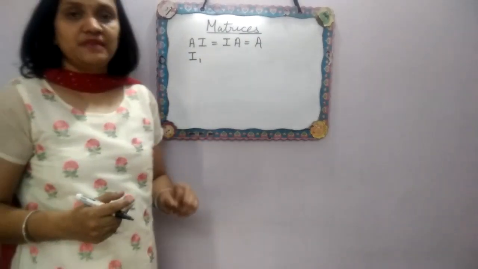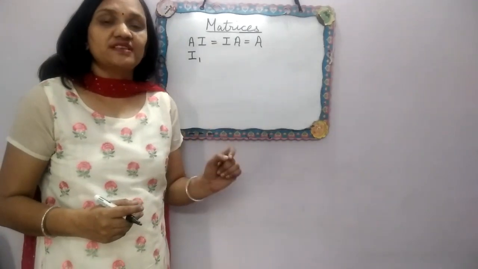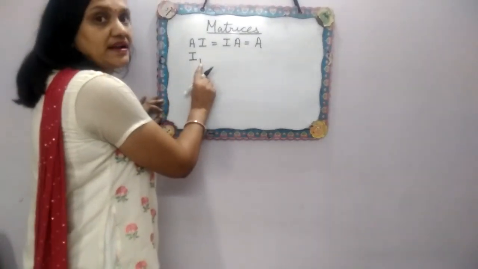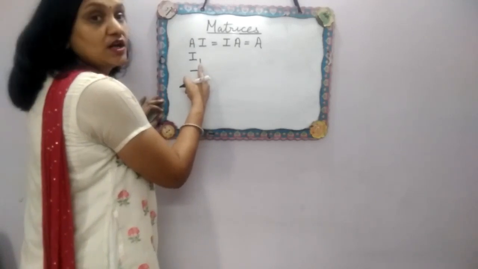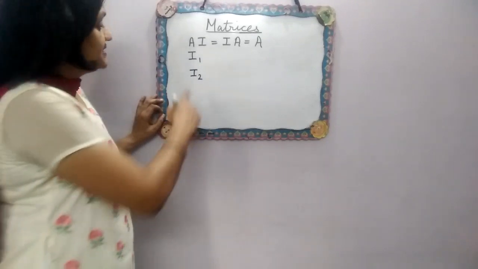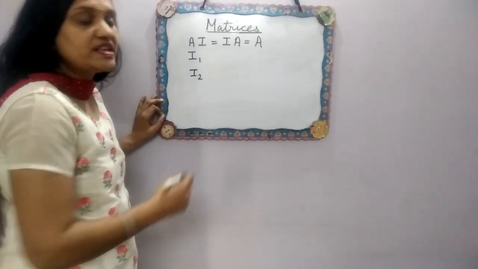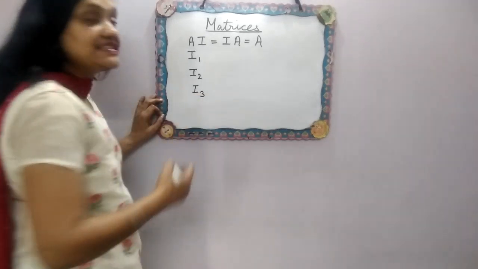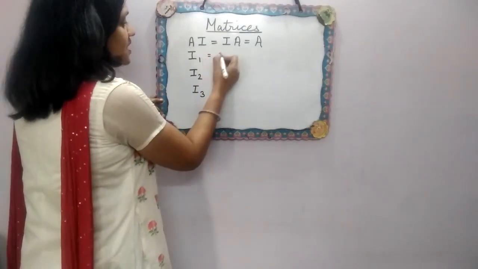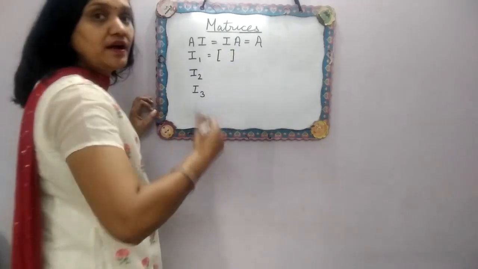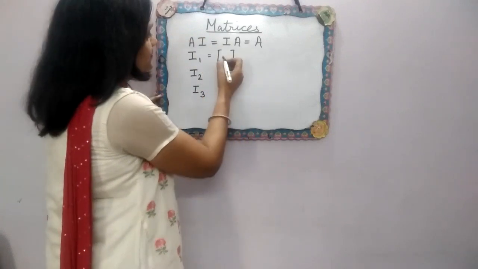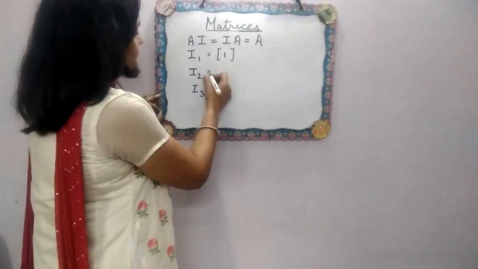I1, if we write, it means that this square matrix, this identity matrix, which will always be a square matrix, will have 1 row and 1 column. If I give you I2, it will mean that the identity matrix will have 2 rows and 2 columns. If I write I3, it means the identity matrix will have 3 rows and 3 columns. Now, what is I1? Remember, the elements on the principal diagonal or leading diagonal or main diagonal have to be 1. So, I1 equal to 1.